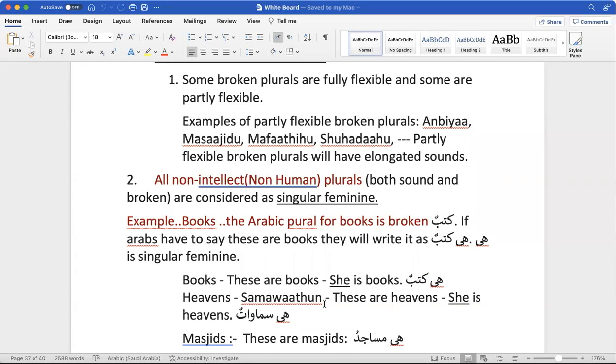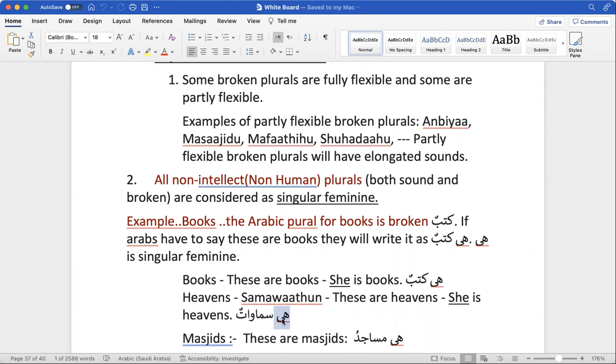Okay, but you see, they have used hiya here. They have treated it as singular feminine. Hiya is singular. Hiya means she. In Arabic, hiya means she, huwa means he. Hiya also means it, but it refers to the feminine. Hiya is singular and feminine, right?